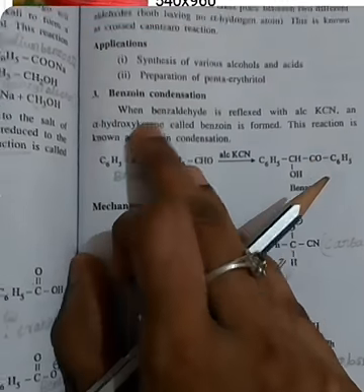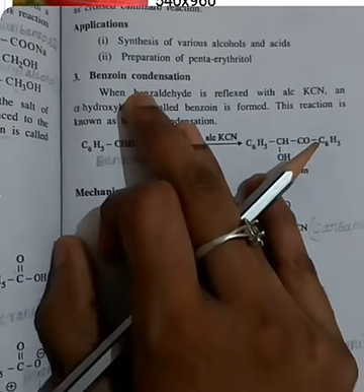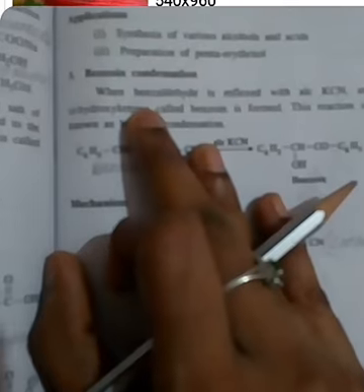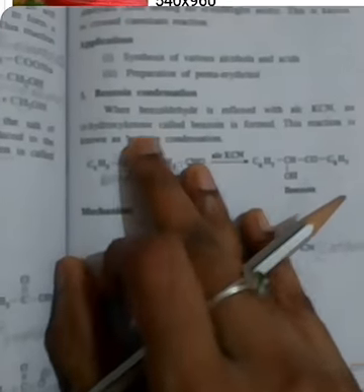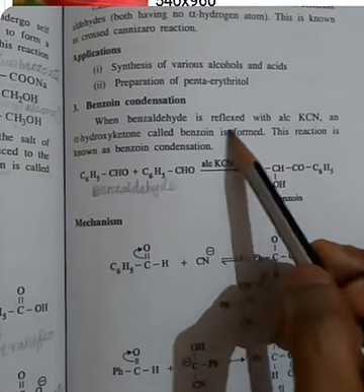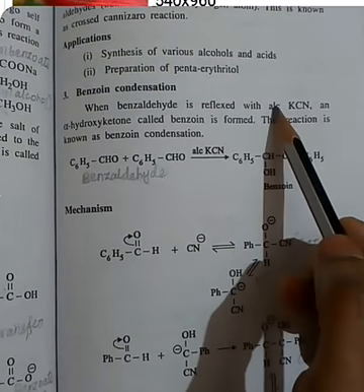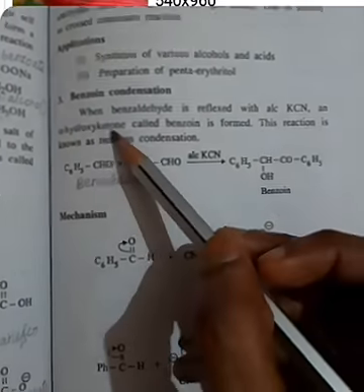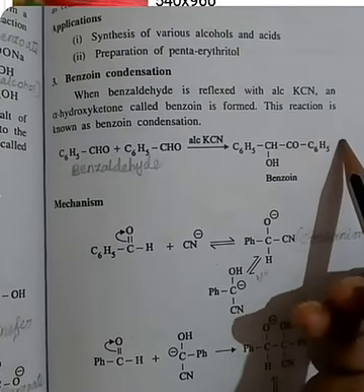Next topic is the benzoin condensation. It is a very important mechanism. Here, benzaldehyde is refluxed with alcoholic KCN, potassium cyanide, to get an alpha hydroxy ketone, called benzoin.